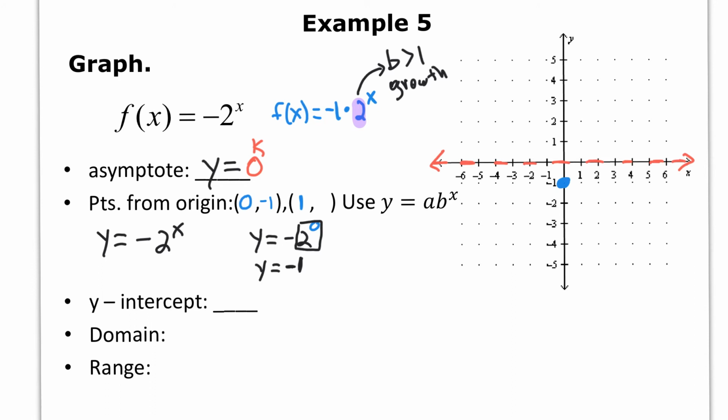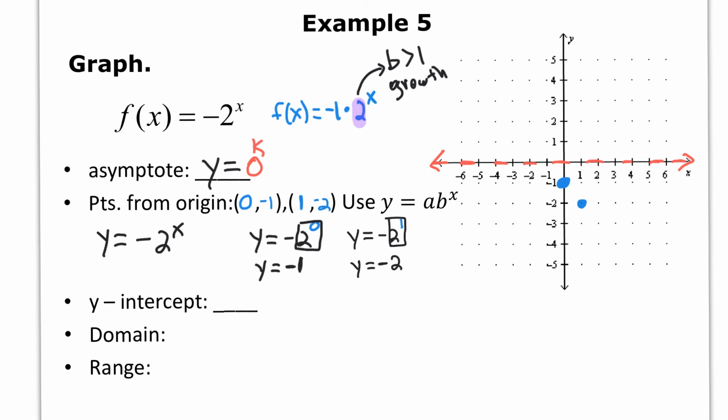My second point is when I substitute a 1 into the x. So I have y equals negative 2 to the first power. So since I don't have parentheses, I need to bring down the negative. I need to simplify 2 to the first power, and that's just 2. So my negative 2 is my y value, negative 2. So (1, -2) is right here.